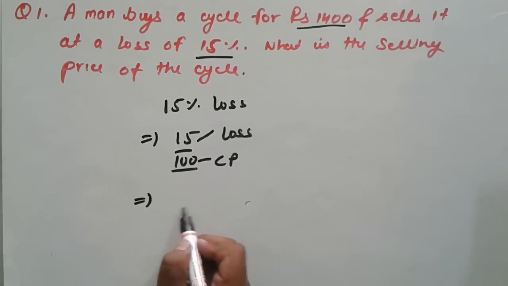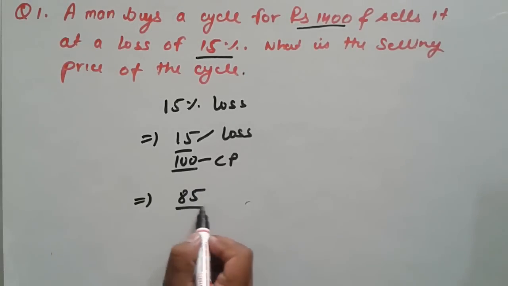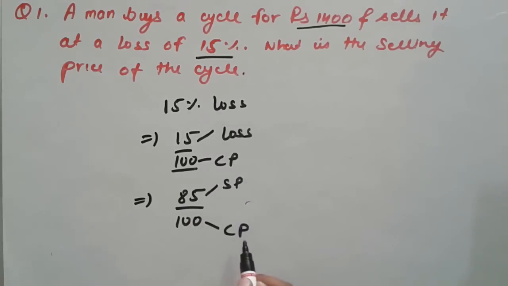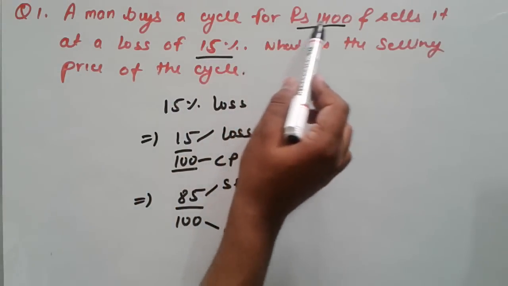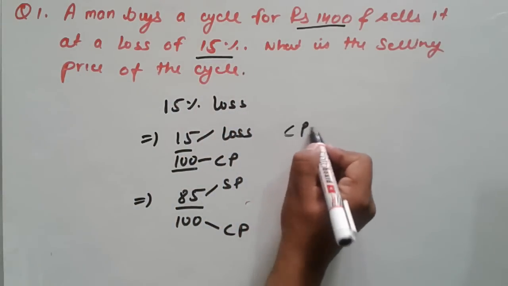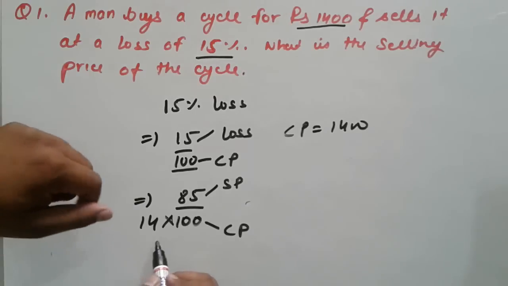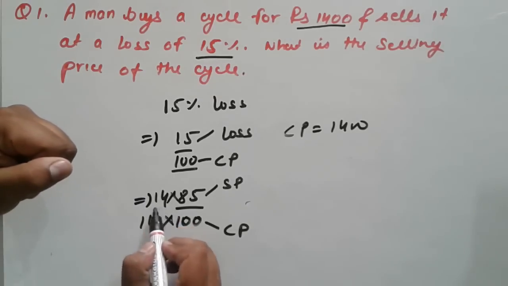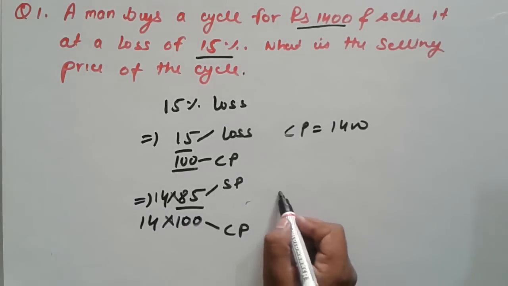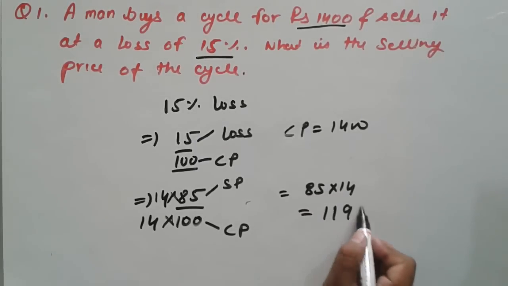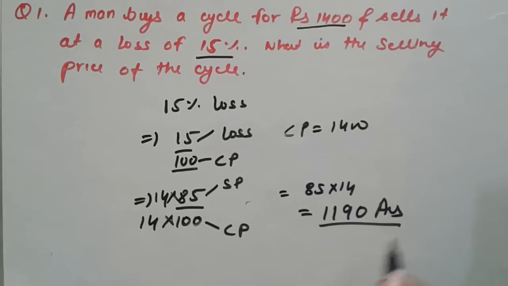Now we can calculate the ratio of selling price by cost price. Our selling price would be 85 and the cost price would be 100. It is a ratio of selling price by cost price. But it is given in the question that a man buys a cycle for rupees 1400. So here the cost price is 1400, but in the ratio it is 100. So if we multiply numerator and denominator by 14, we get the selling price according to the 1400 CP. Multiplying 85 into 14, we get 1190. So it is the final answer. Okay, we will solve the next problem.